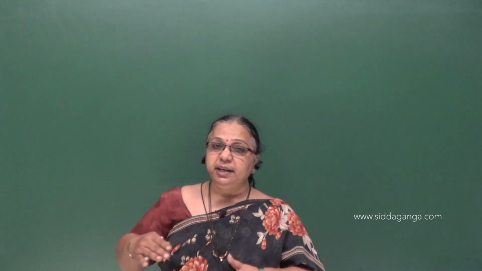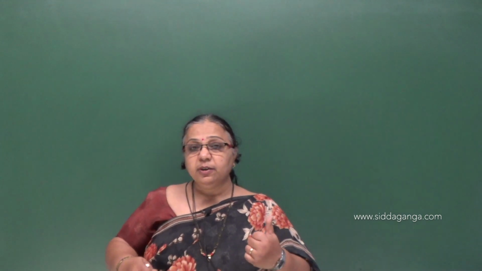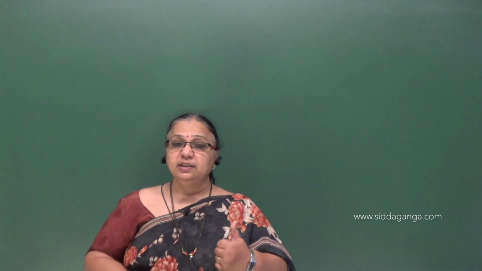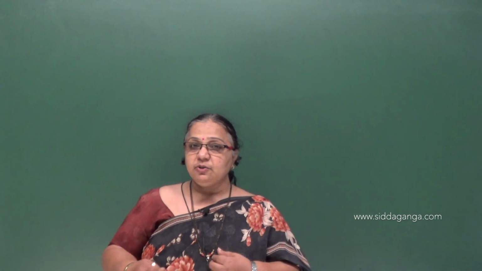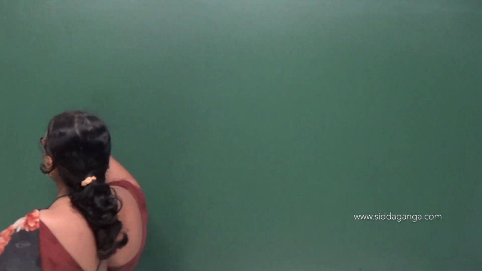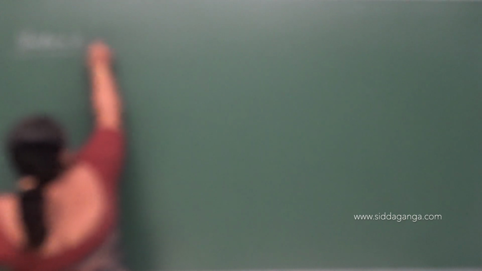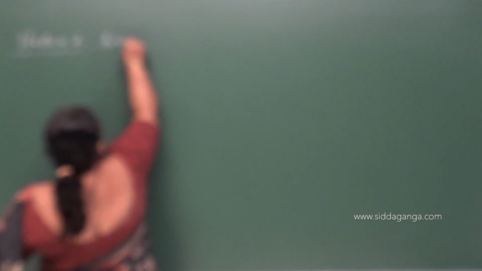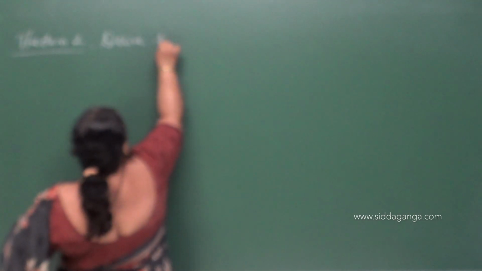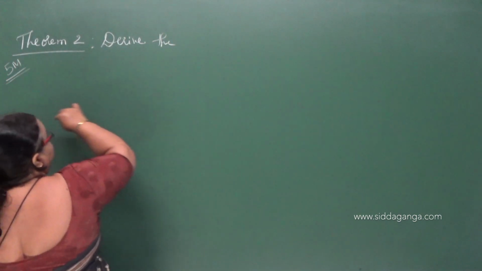And after completing this second theorem, we can solve the problems based on the first theorem as well as the second theorem. So now we have to derive theorem 2. Derive the equation of the plane. They ask this for 5 marks. So this is for 5 marks.